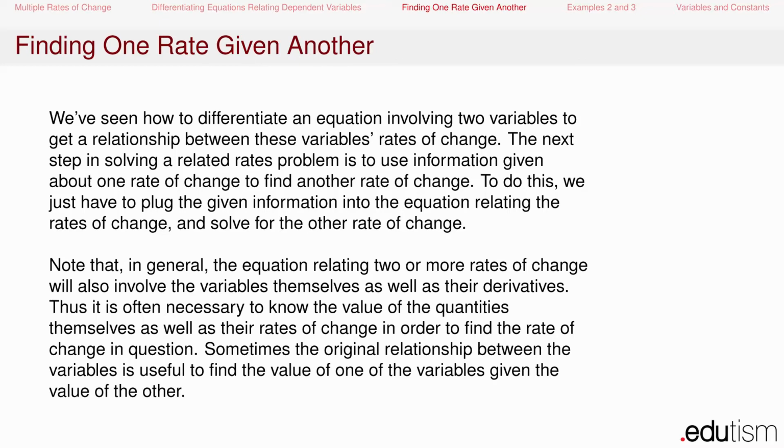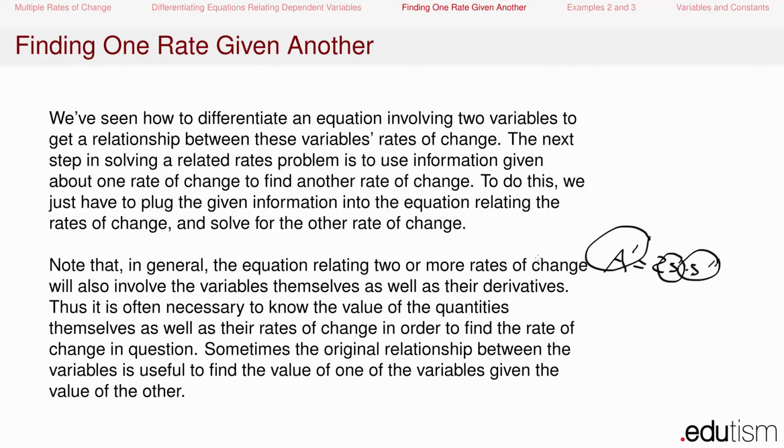Note that, in general, the equation relating two or more rates of change will also involve the variables themselves, as well as their derivatives. For example, before we had the equation a prime equals 2s times s prime. So if we want to know a prime, we need to not only know s prime, we also need to know s. So it's often necessary to know the value of the quantities themselves, as well as the rates of change in order to find the rate of change in question.